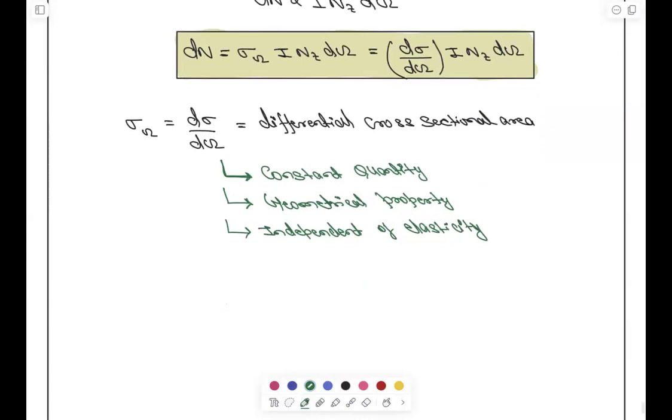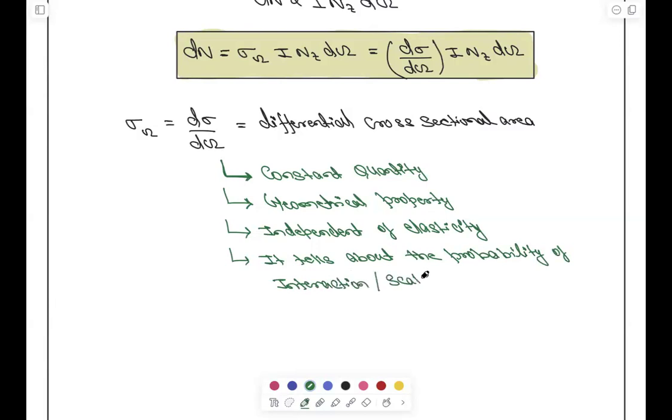And the third thing, it tells us about the probability of interaction or scattering. लाइक हाँ. एरिया ज्यादा है तो प्रोबेबिलिटी ऑफ इंटरेक्शन ज्यादा होगा ऐसे. Yes. ओके.